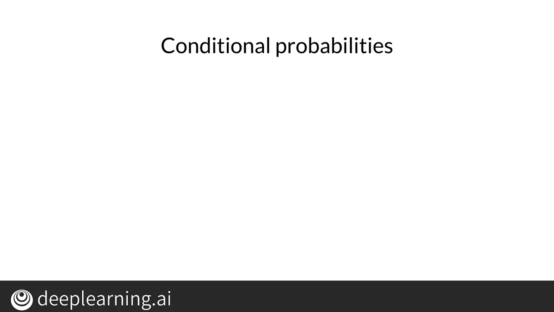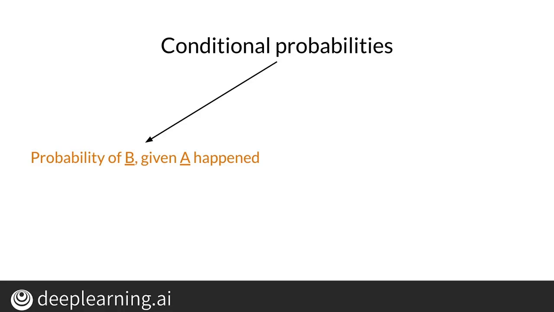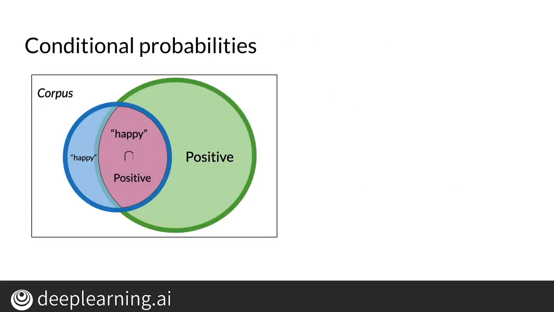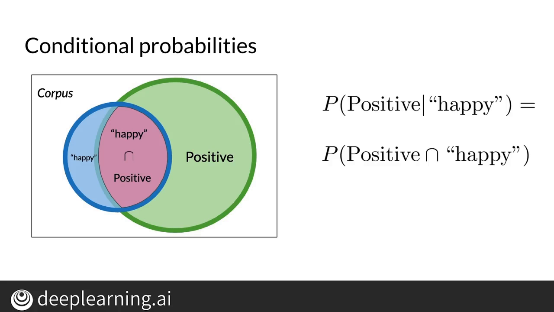Conditional probabilities could be interpreted as the probability of an outcome B, knowing that event A already happened. Or, given that I'm looking at an element from set A, the probability that it also belongs to set B. Here's another way of looking at this with the Venn diagram you saw before. So, using the previous example, the probability of a tweet being positive, given that it has the word happy, is equal to the probability of the intersection between the tweets that are positive and the tweets that have the word happy, divided by the probability of a tweet from the corpus having the word happy.